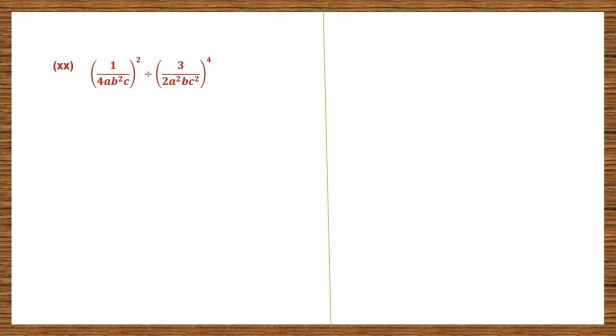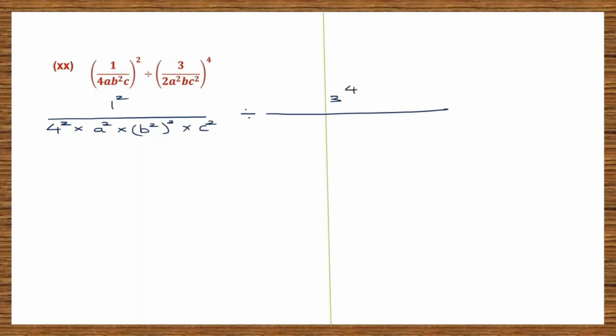Question 20. So this is 1 raised to the power of 2 and each one inside also raised to the power of 2. That is 4 is raised to the power of 2, into a is raised to the power of 2, into b square is also raised to the power of 2, into c is raised to the power of 2. Divided by, we have 3 here, and 3 is raised to the power of 4, and everything in the denominator is also raised to the power of 4: 2 to the power of 4, a square to the power of 4, b to the power of 4 and c square to the power of 4.